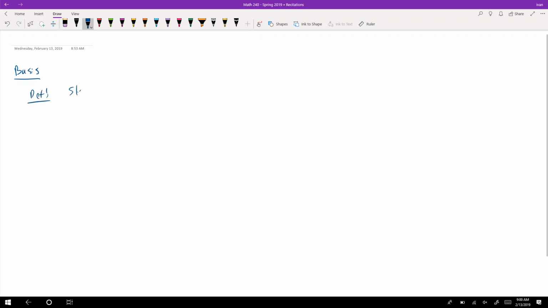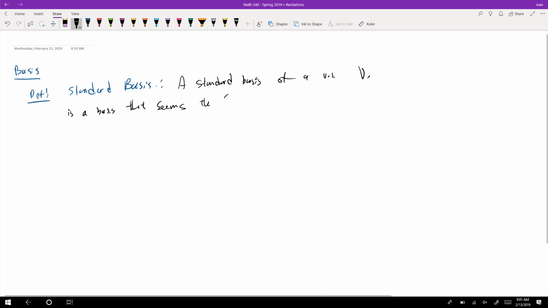So what we really care about today with bases is the standard basis of a vector space. A standard basis of a vector space V is a basis that seems the most obvious. There's really no better way to put it. It's just, all right, here's a vector space. What is obviously a basis that we have to define for this vector space? If we go through examples, you can see this clearly.